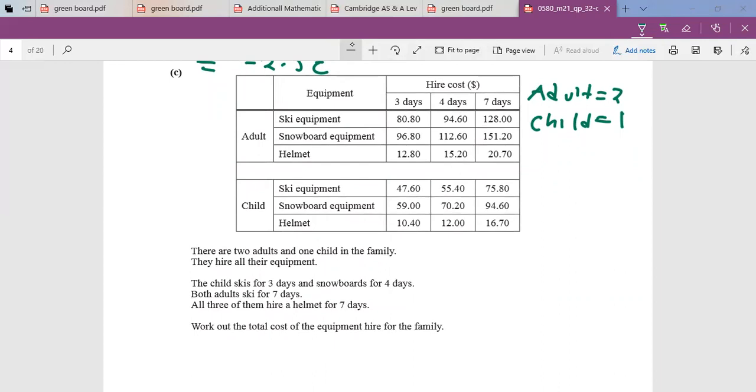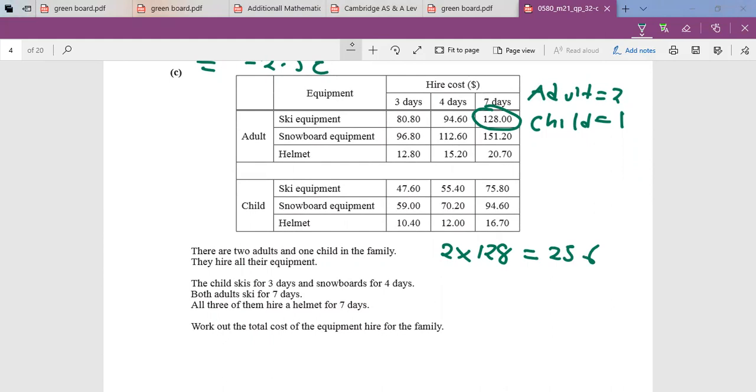Since there are two adults, and the adults ski for 7 days, take note of this information. If you ski for 7 days as an adult, it is 128. But since there are two of them, we are going to say 2 by 128. This is how much you're going to pay for the ski equipment. And what do we get? 256. Okay, good.